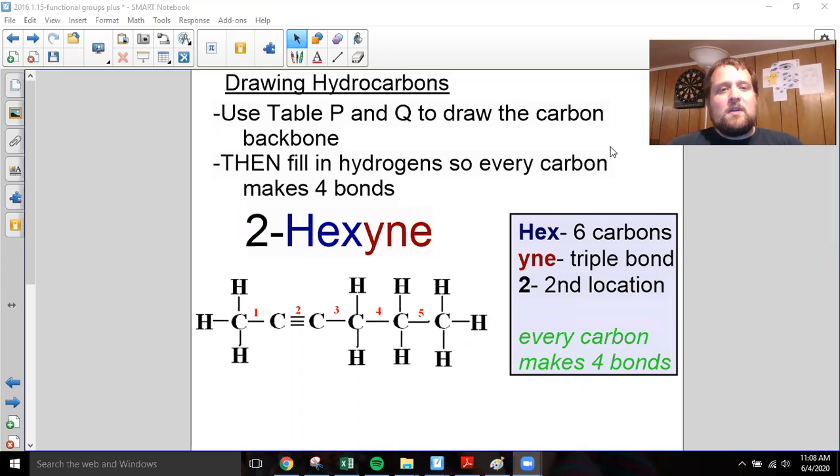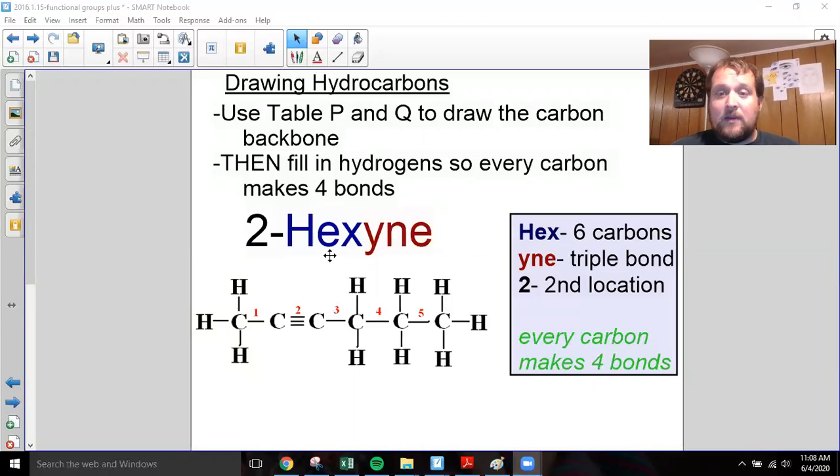It is the backbone of living things. We've spent the first couple of days focusing on hydrocarbons, which are the simplest organic molecules. They're just hydrogen and carbon. And we learned a couple days ago how to use reference table P and Q to name them. Just real quick as a reminder, the name is broken up into three parts. The prefix is the most important, that tells you how many carbons, a suffix that tells you what kind of bonding it has, and then a location number, if necessary, to tell you where to put the bonding.